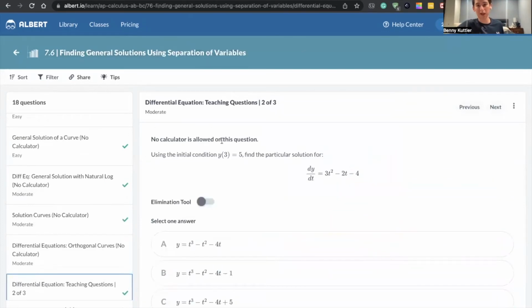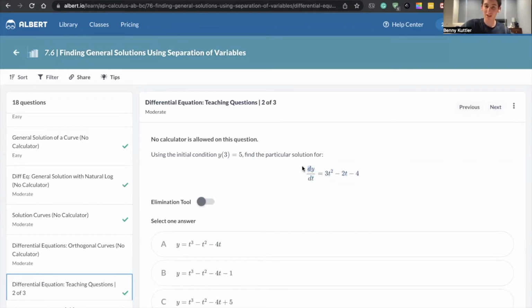Okay. Now the big thing in this unit is separation of variables to solve differential equations. So I like to phrase this by saying separate then integrate, and we'll see what that means in a second. So here we're asked to use an initial condition to find a solution for this differential equation. So dy dt, the derivative of the function, is this 3t squared minus 2t minus 4. So you're probably thinking something about integrals, because integrals and derivatives are inverses. But we can't just integrate this whole thing, because we wouldn't know what variable to integrate with respect to. Would it be dy or dt?